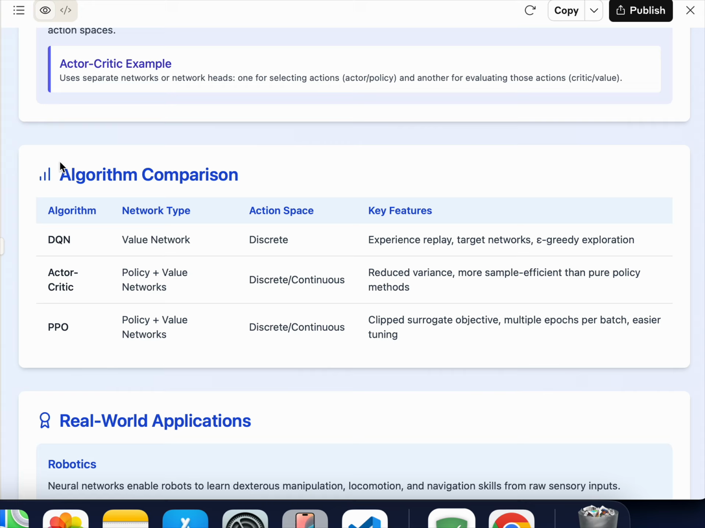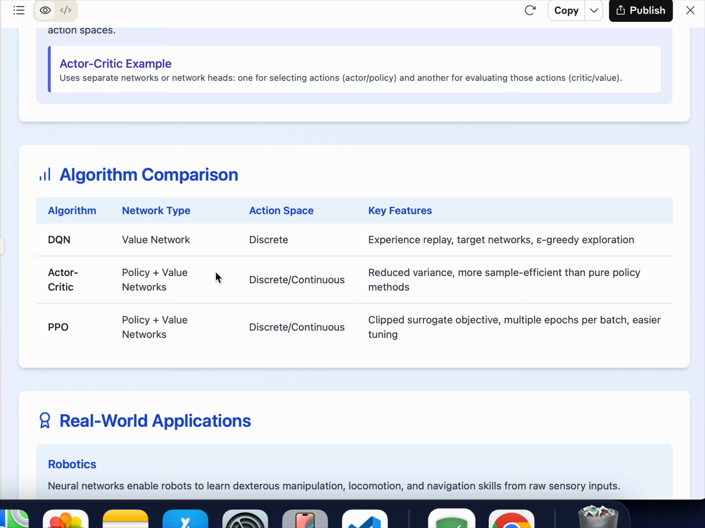Actor-critic models handle this by splitting things up. One part of the network suggests an action, that's the actor, and the other part scores it, that's the critic. Sometimes they share layers, sometimes they are built completely separately.